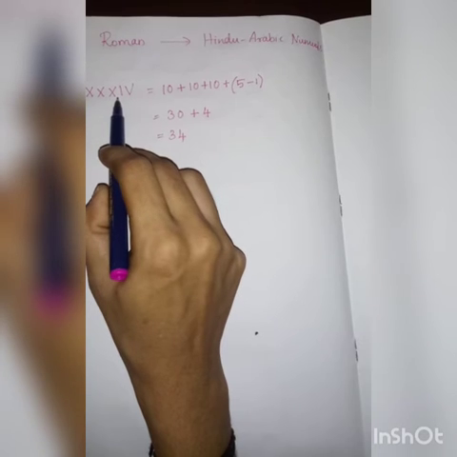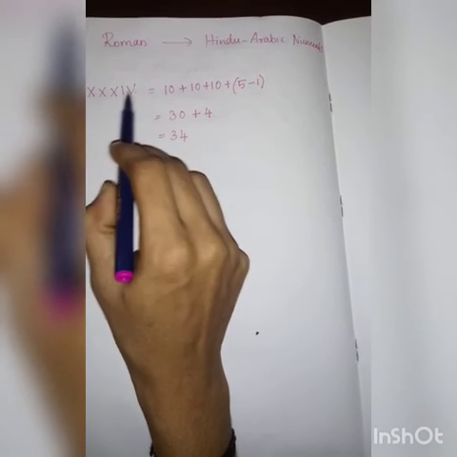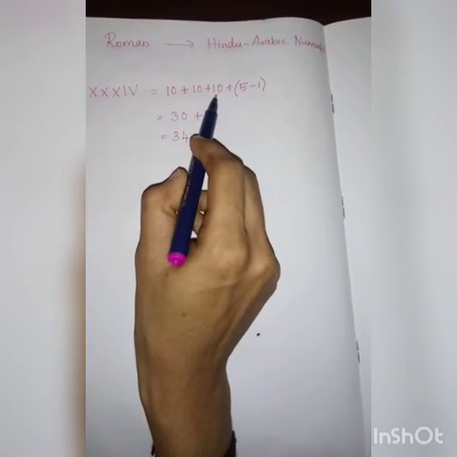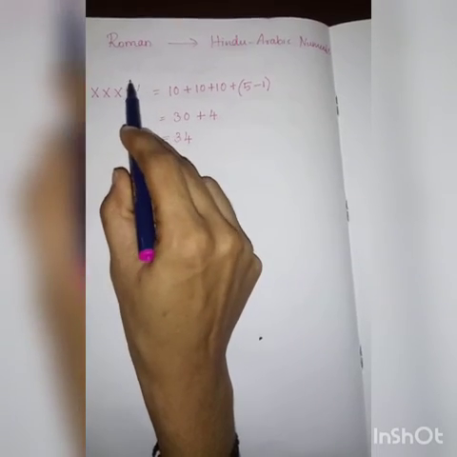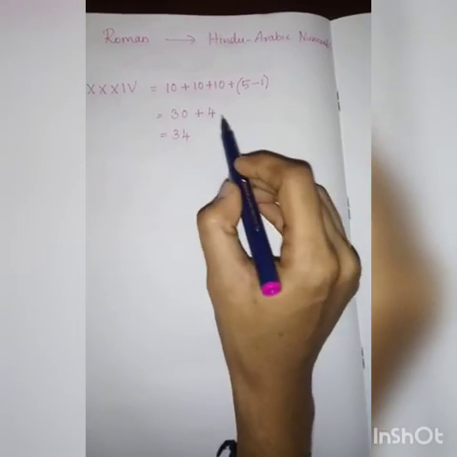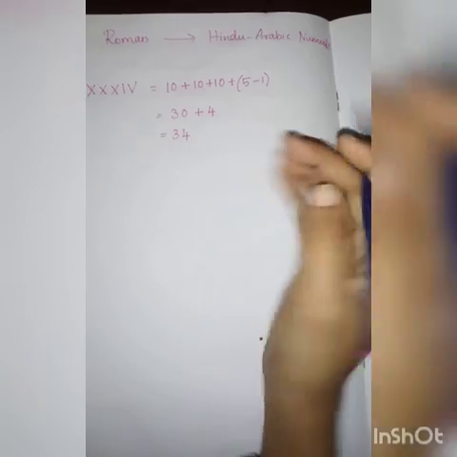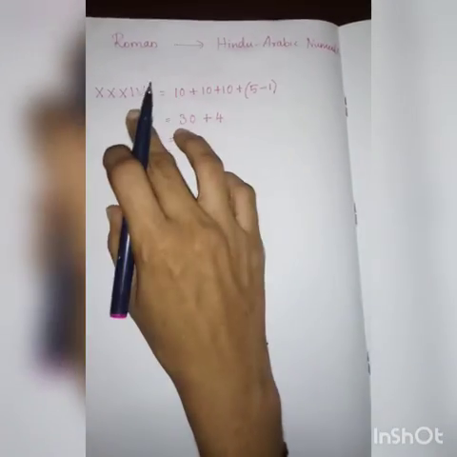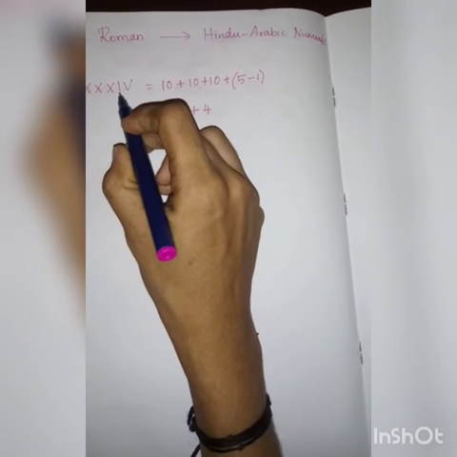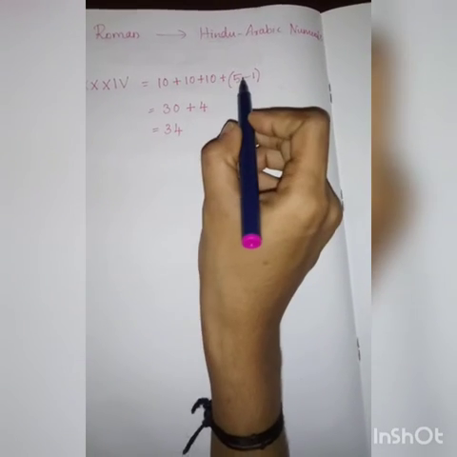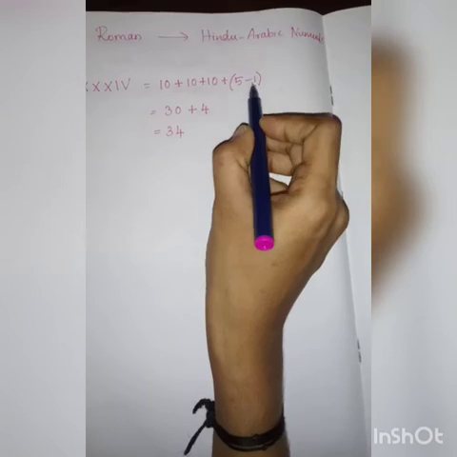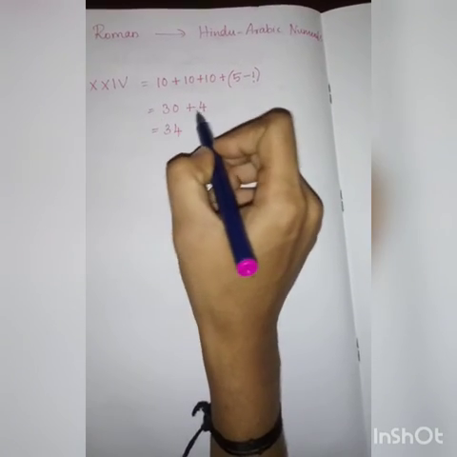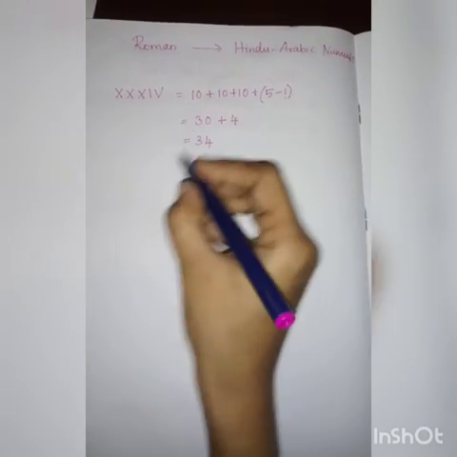When numbers are repeated, you will add those Roman numerals, like 10 plus 10 plus 10. After that IV is given. IV is nothing but 4. Actually, we know it directly, but I should make you understand how it comes. IV is nothing but I written on the left side of the greater number. So, you will write 5 minus 1, 4. 30 plus 4 is 34.